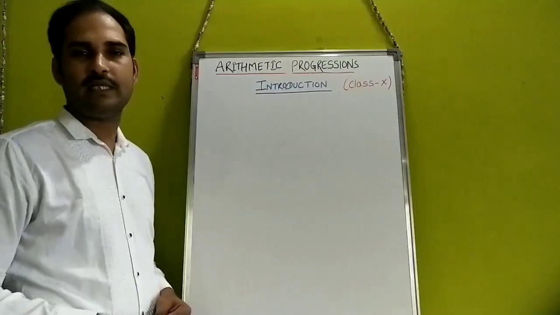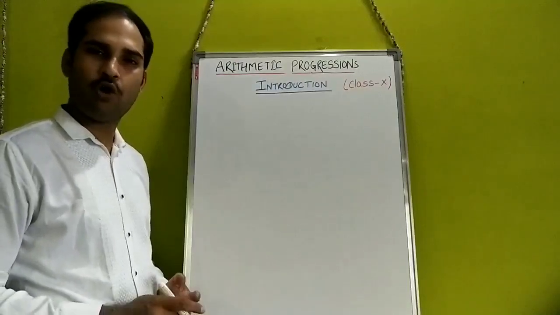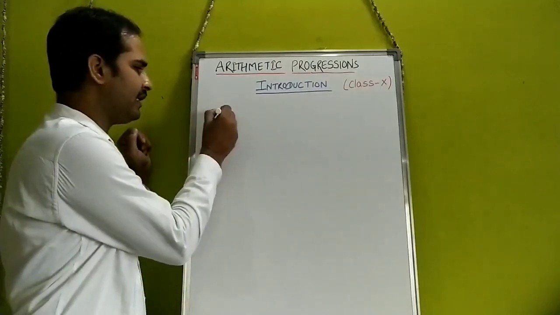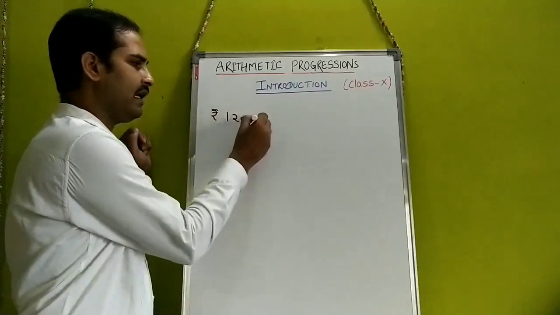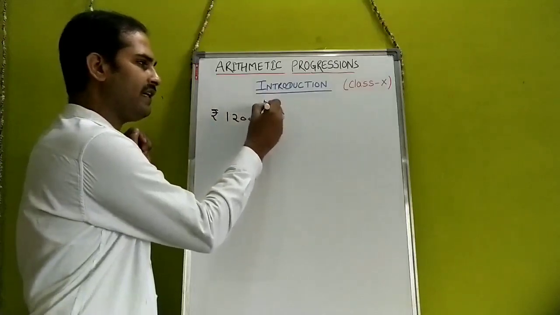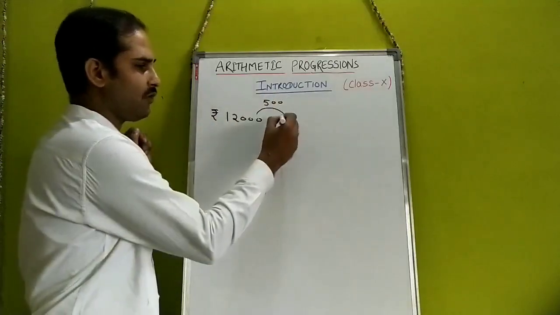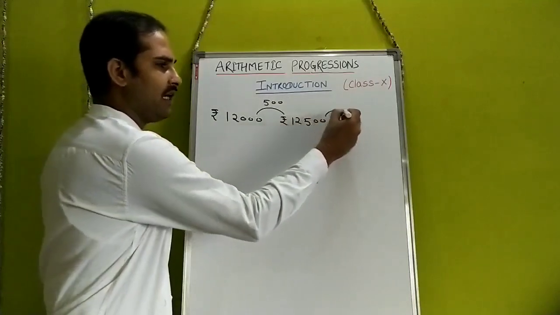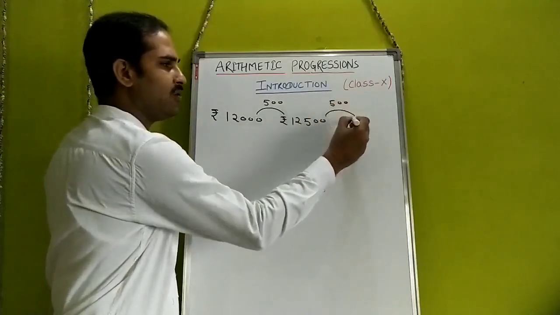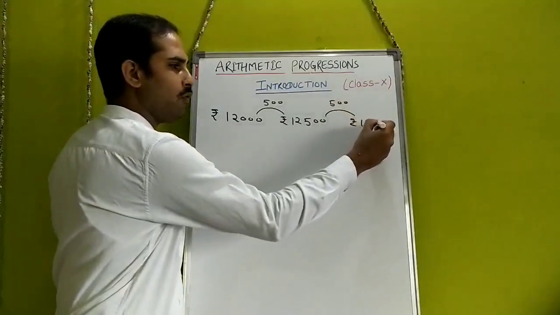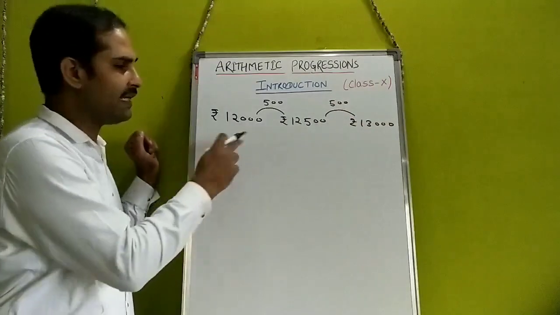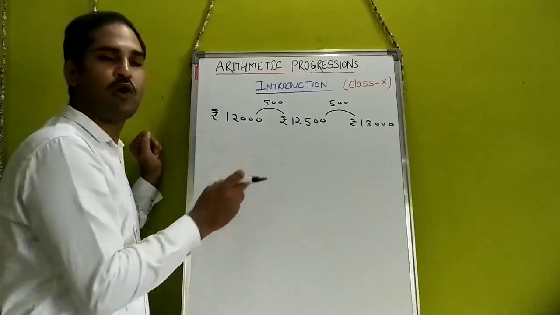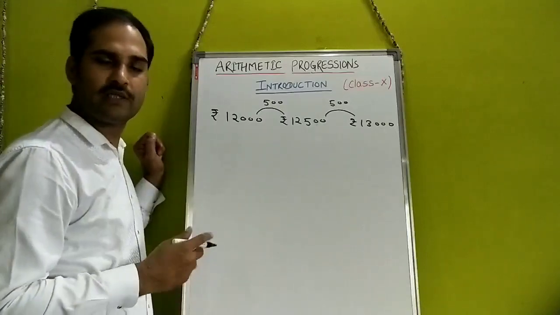Dear students, in our day-to-day life, we can see a lot of patterns. For example, Rohan's salary for the first year is rupees 12,000 and he will be given a rupees 500 increment every year. So for the second year, his salary will be rupees 12,500 and for the third year, his salary will be rupees 13,000. So what we see here is that a specific pattern is followed in Rohan's salary. That is, the difference between consecutive years' salary of Rohan is constant.